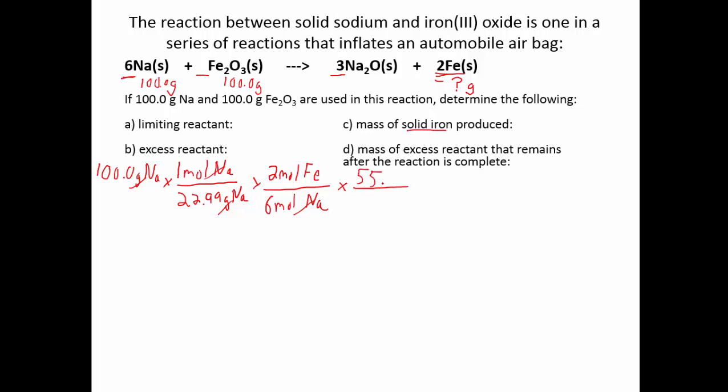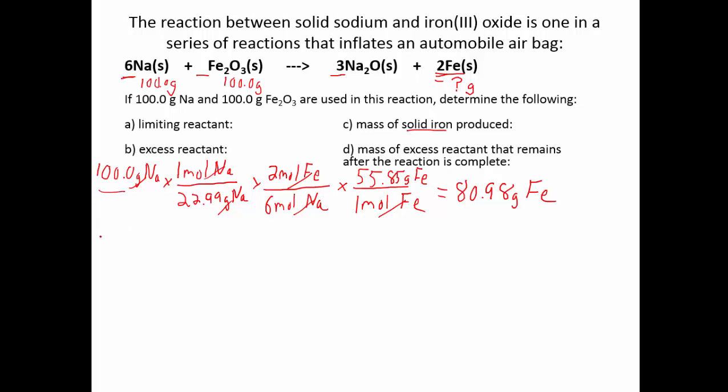Periodic table, 55.85 grams of iron is the same as 1 mole of iron. So numbers on top, 100 times 2 times 55.85 divided by 22.99 divided by 6. We're going to end up in the end with about 80.98 grams of iron if we started with 100 grams of sodium.